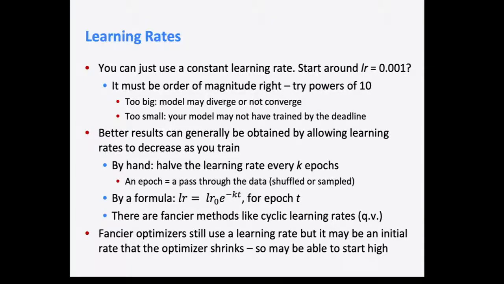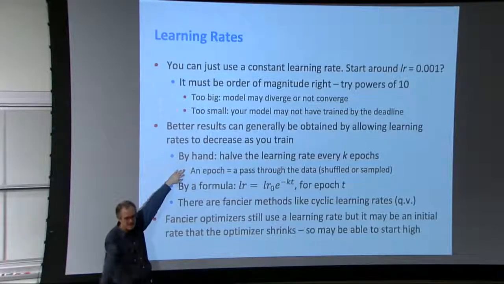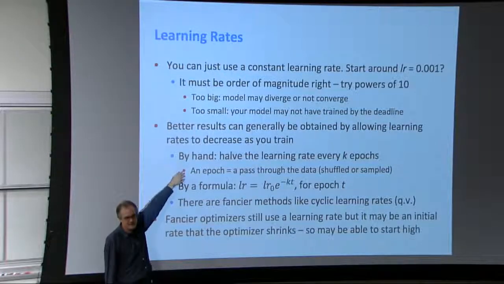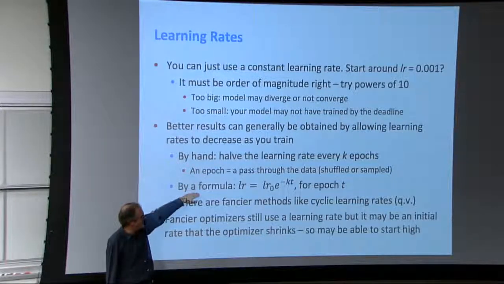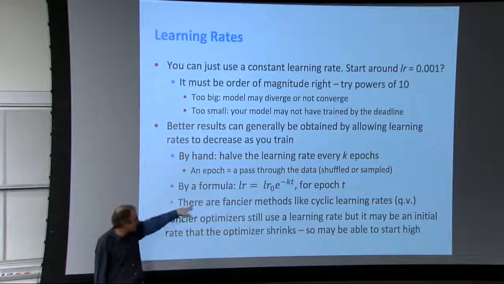Commonly, you can get better results by decreasing the learning rate as you train. So sometimes people just do that by hand. We use the term epoch for a full pass through your training data, and people might say halve the learning rate after every 3 epochs as you train, and that can work pretty well. You can use formulas to get per epoch learning rates. There are even fancier methods.